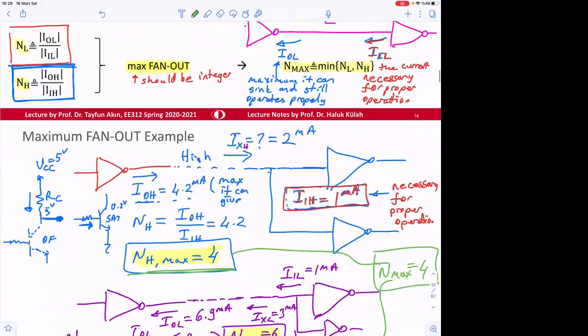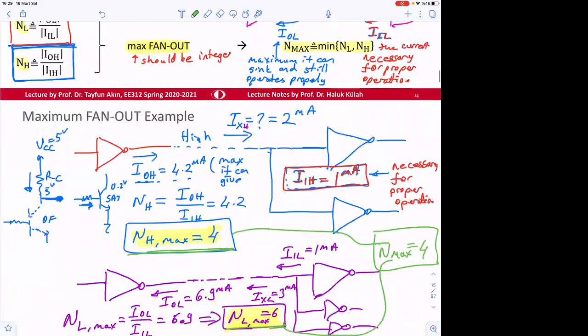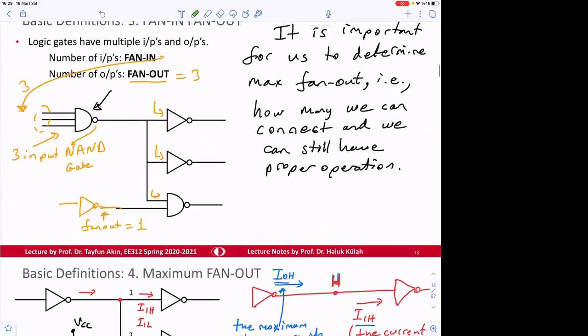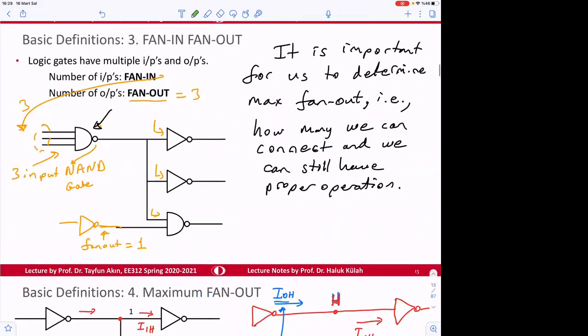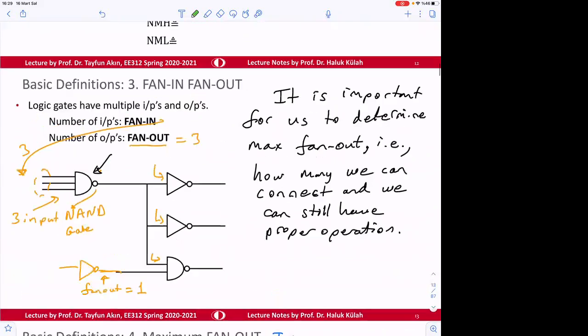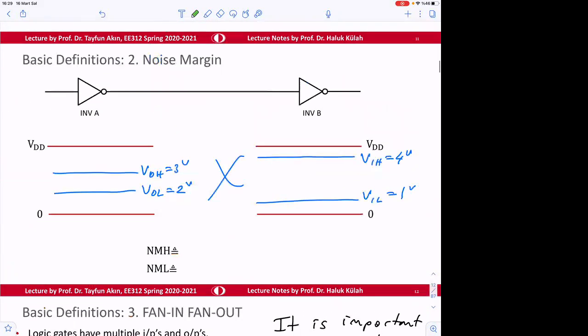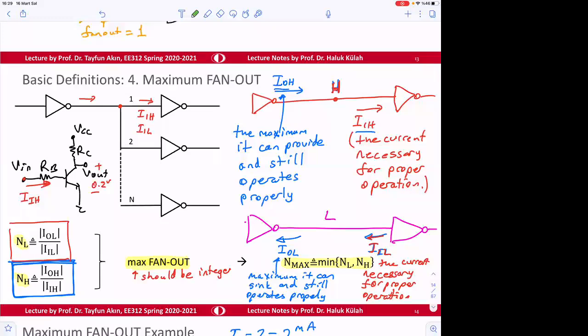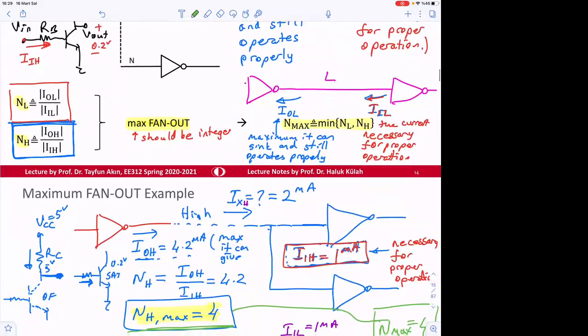Okay. So these are the, you know, for every circuit that we will be making, we will be comparing first these noise margins, right? So if these are okay, like output high is larger than input high or not. And another thing is to look at these currents, you know, current wise, if they are compatible, and then maximum fan out.